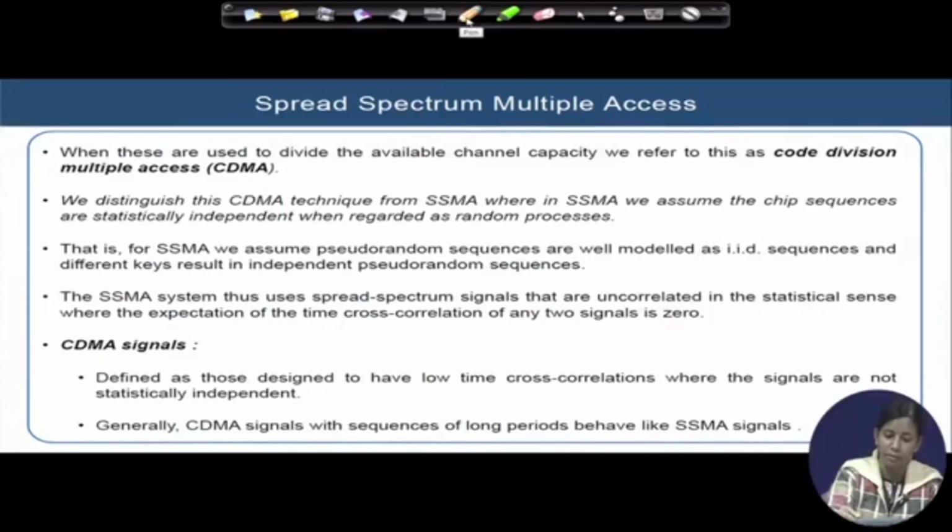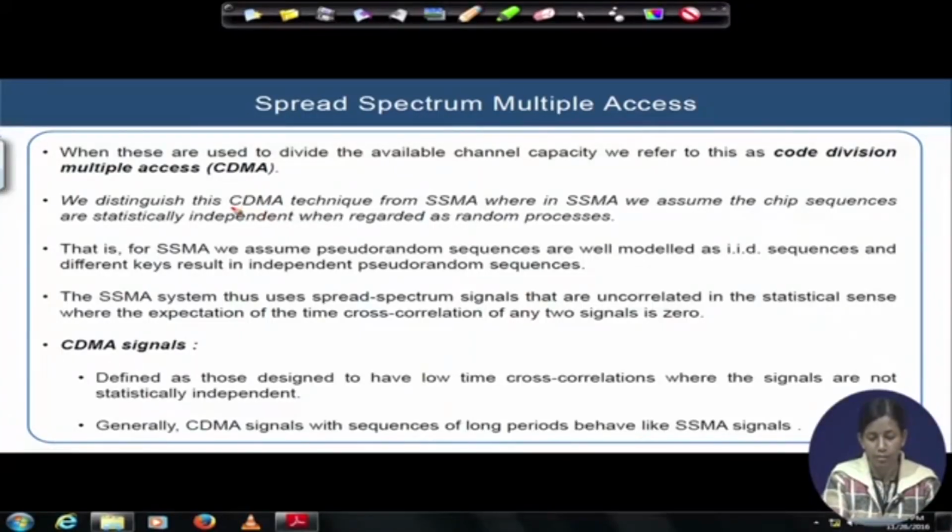So the distinguishing factor between CDMA and SSMA is something like this. In a CDMA system, you can expect that the codes being used will have a low cross correlation profile, whereas in SSMA, you assume that the chip sequences are completely statistically independent of each other, and they will be regarded as a random process, independent, identically distributed, but completely statistically independent random processes. This is a very ideal situation, and this is close to the practical situation.